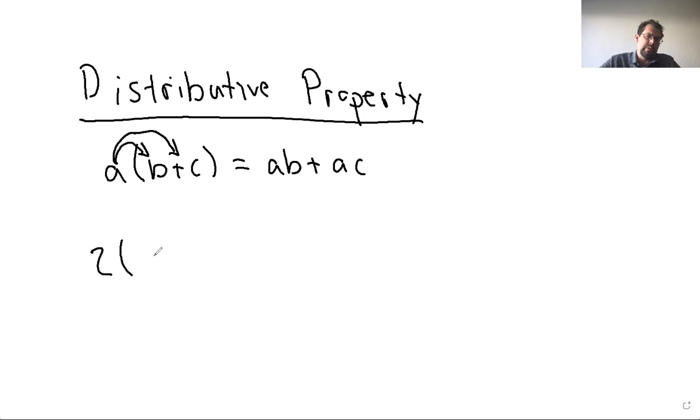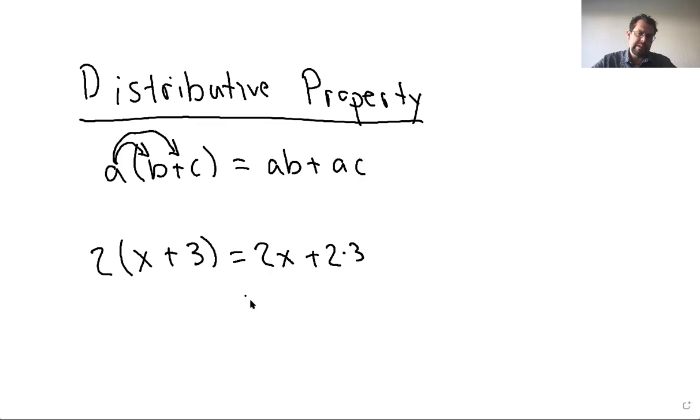This will be useful to us if we have a situation like this. 2 times the quantity x plus 3. Everything on the inside gets multiplied by a 2. And then we multiply together any numbers that we have left. And that's going to be 2 times 3 giving us a 6. This is the distributive property. This will allow us to combine things together.